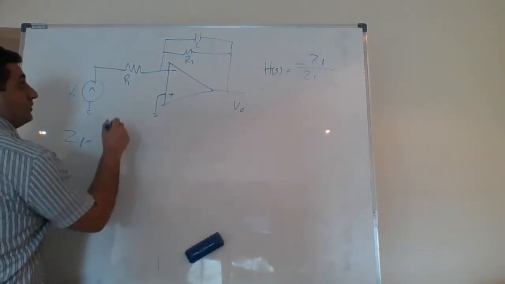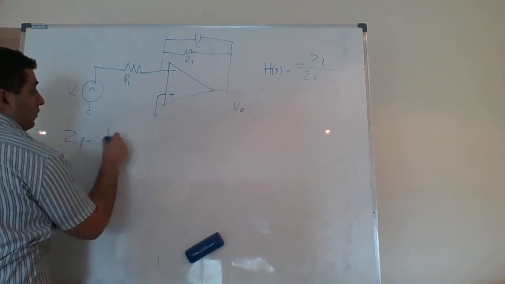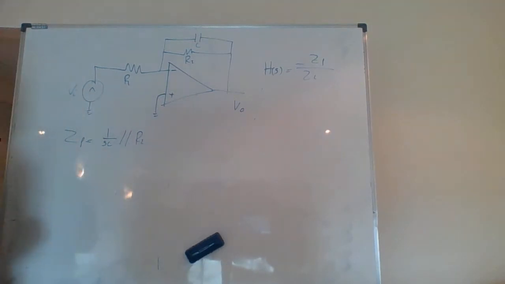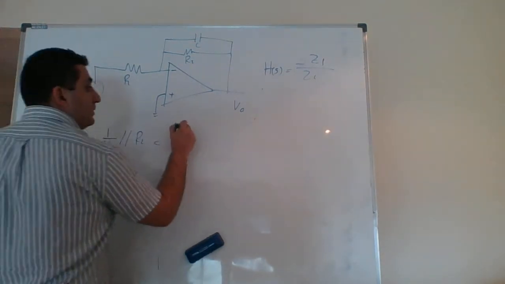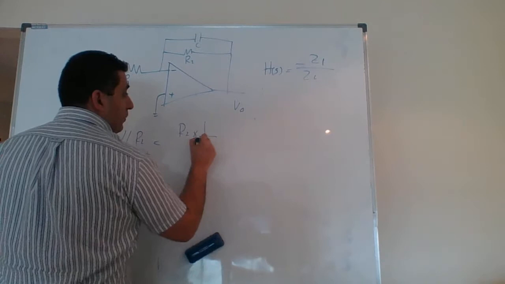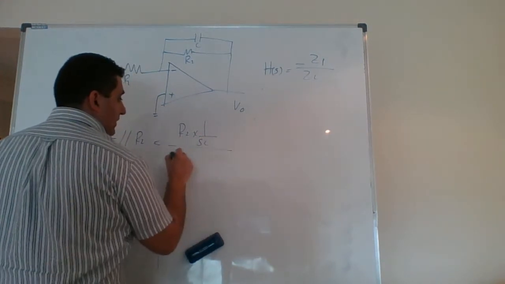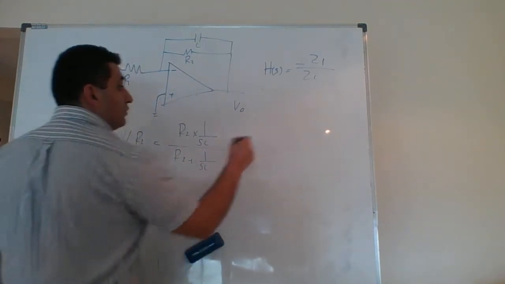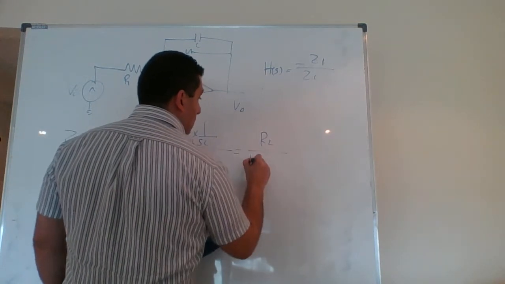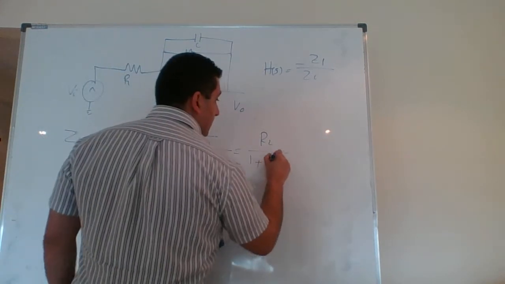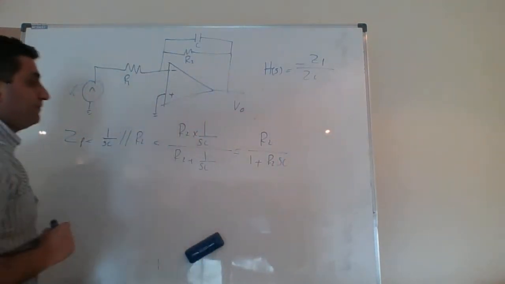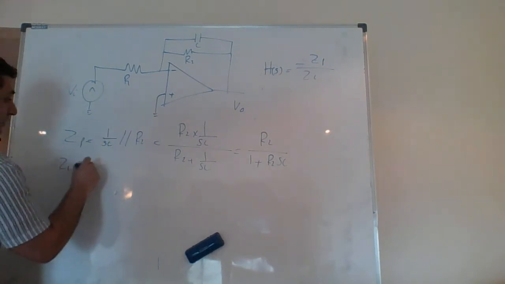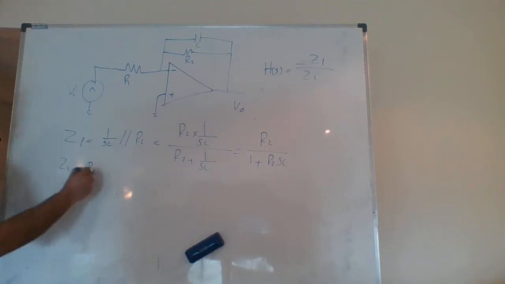ZF is equal to 1 over SC for the capacitor in parallel with R2, which is equal to R2 multiplied by 1 over SC divided by R2 plus 1 over SC, which is equal to R2 divided by 1 plus R2 SC. Zin in this case will be equal to R1.